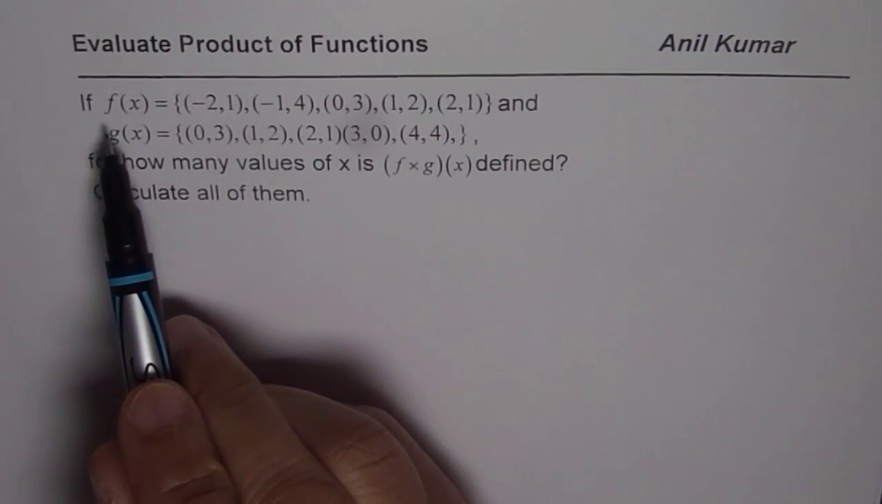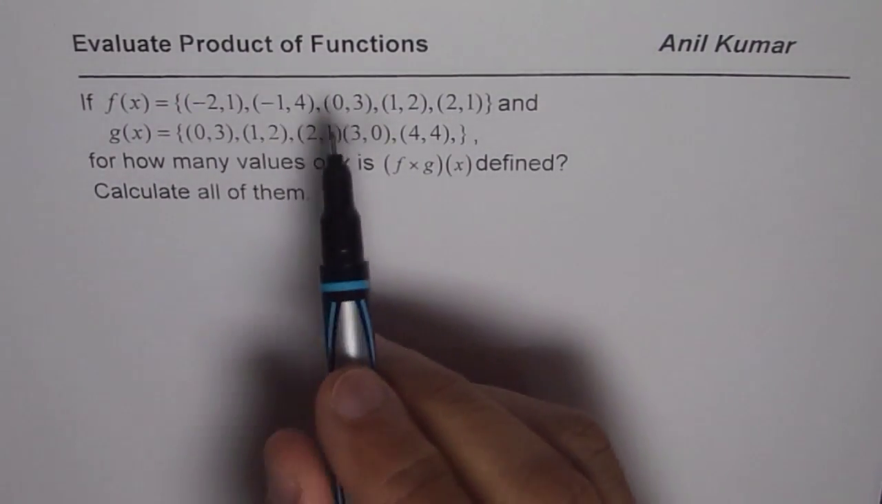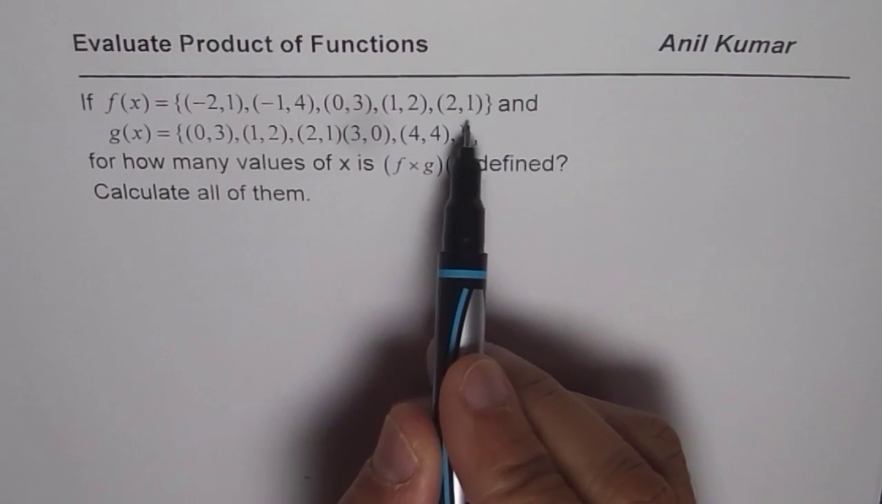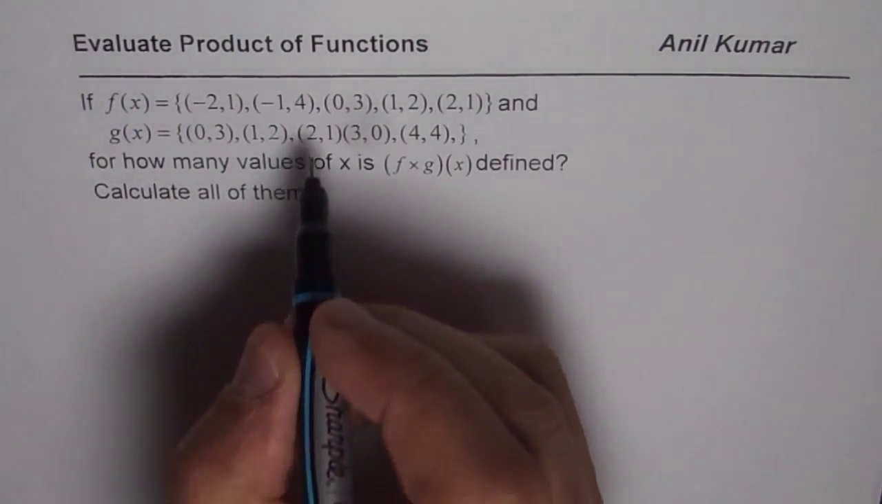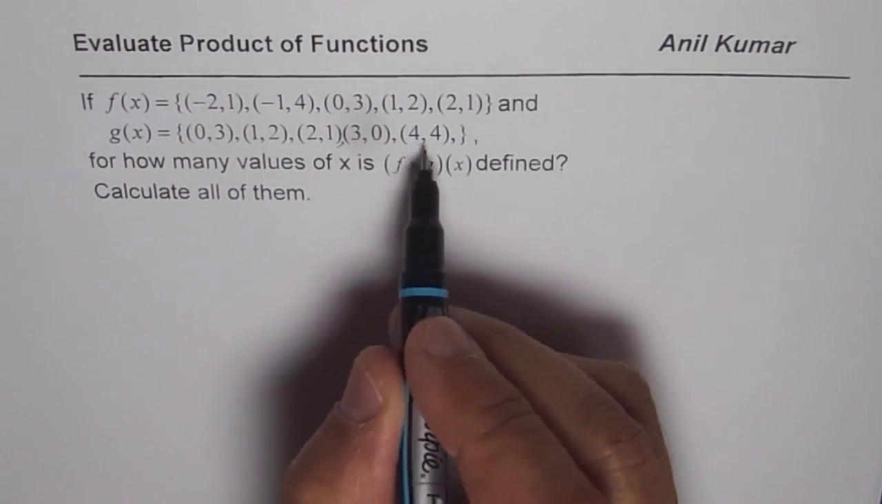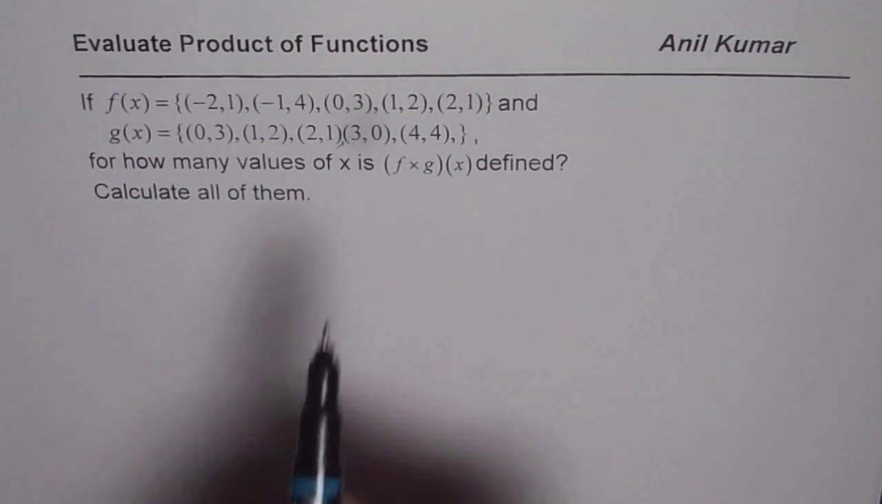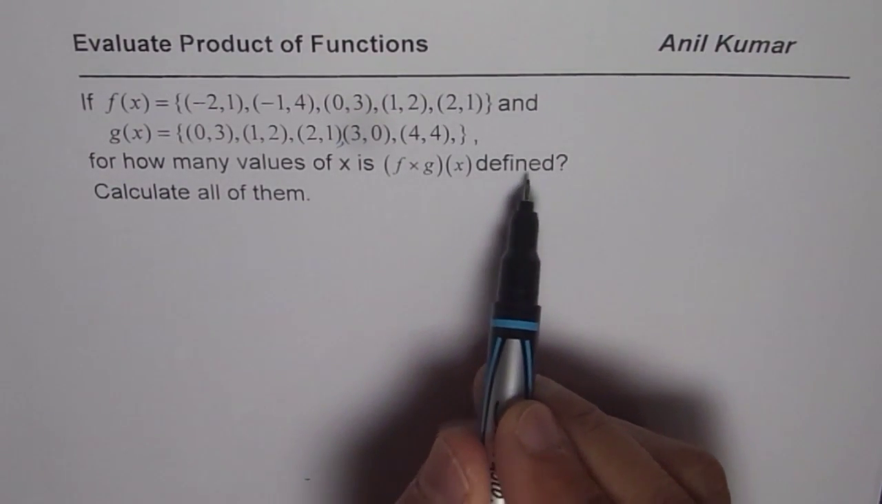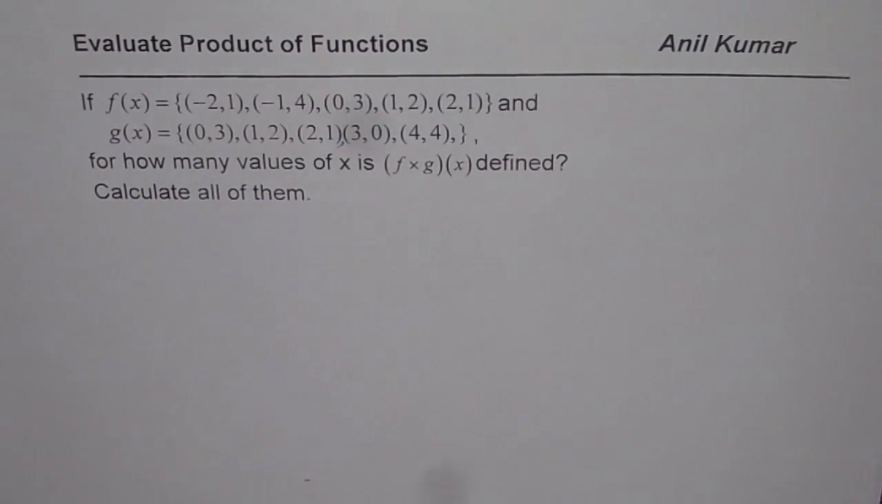If we have a function f of x equals to minus 2 1 minus 1 4 0 3 1 2 2 1 and g of x as 0 3 1 2 2 1 3 0 and 4 4, for how many values of x is product of f and g is defined? That is the first part of the question. Second is calculate all of them.